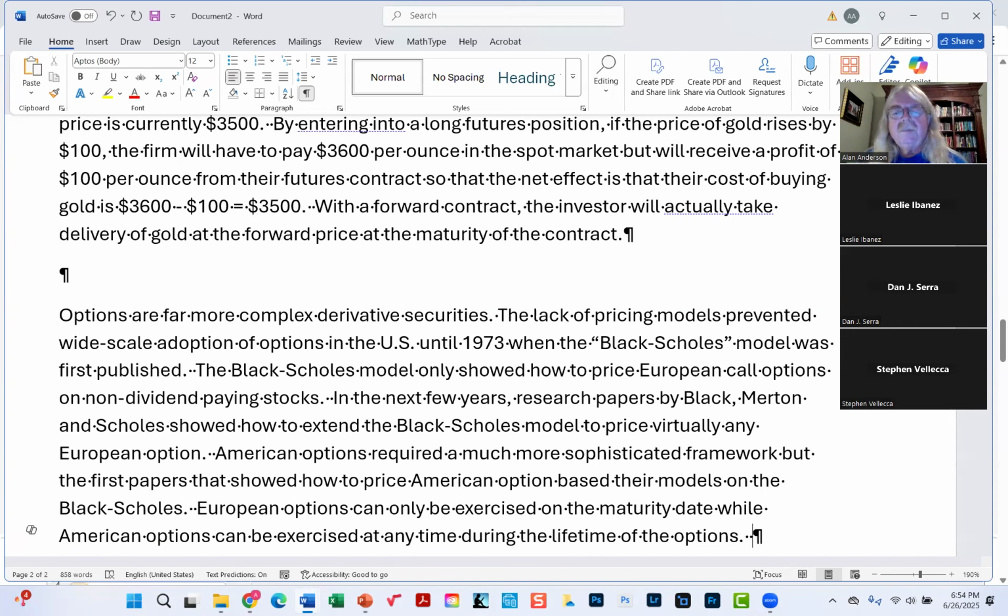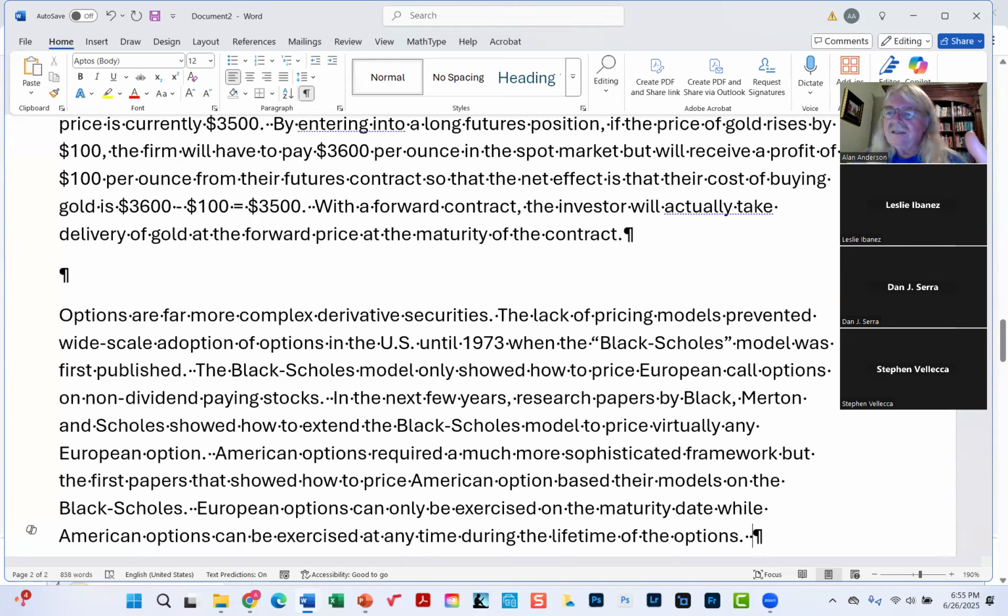But all this happened within a very short period of time. I mean, all these papers came out, and by the late 70s, suddenly all these new options are being created. And the derivatives market really, really took off at that time.